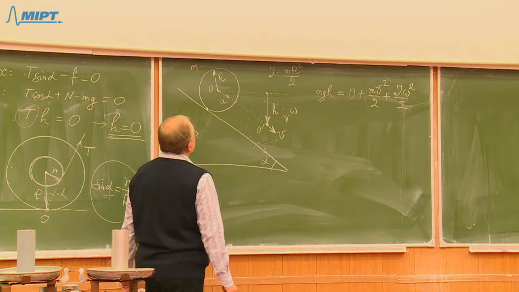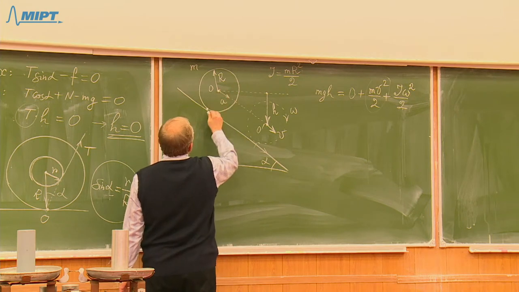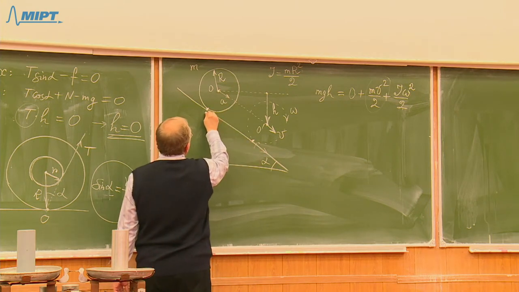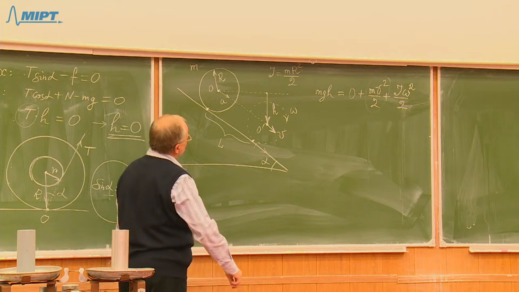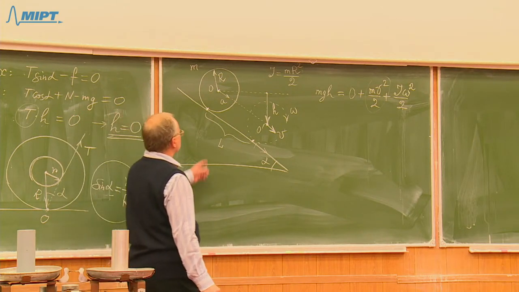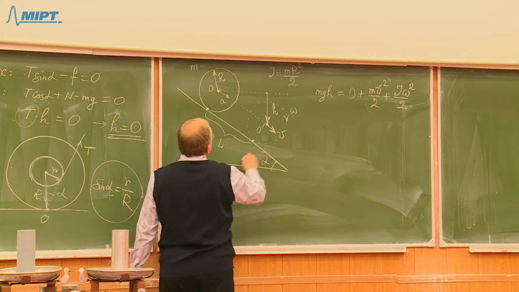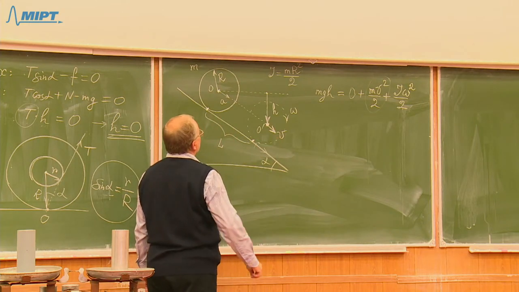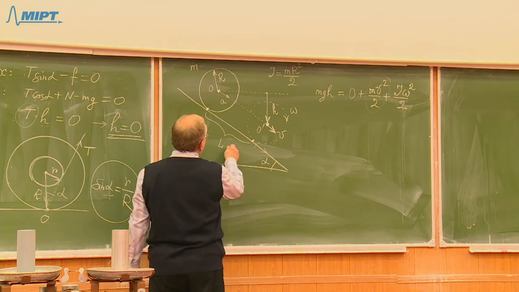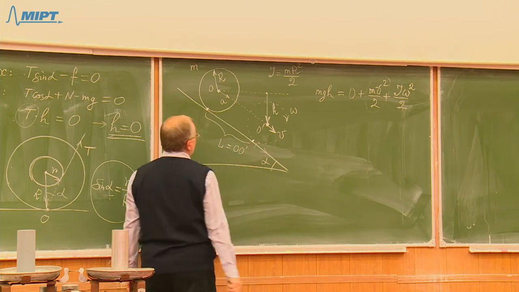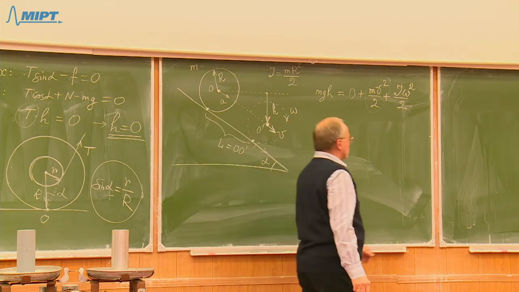Also, what can be taken into account here is that the body moves from an initial position to some final position, and this displacement can be denoted as L. That is the displacement of the body in its motion, the distance between the initial position of the center of mass and the final position of the center of mass in some time interval. That is, L is the distance between O and O prime, the length of the section between points O and O prime.